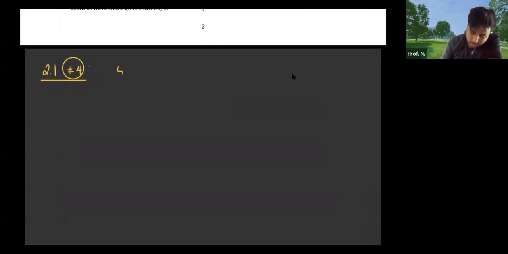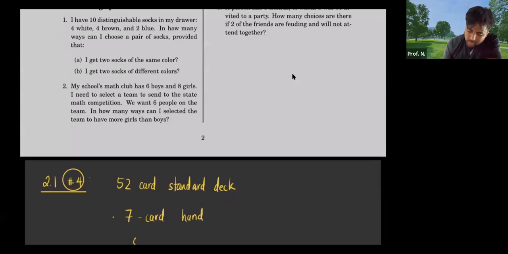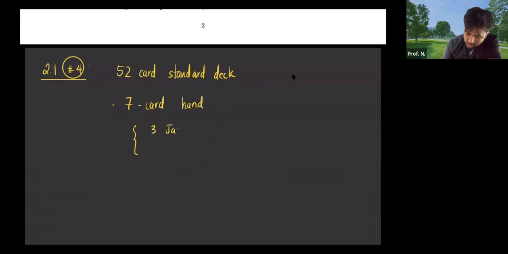So you have a 52 card standard deck. You have a 7-card hand. So your hand has 7 cards. And in this hand, I want to have 3 jacks, right? Three jacks and 2 aces. How many different 7-card hands are there?